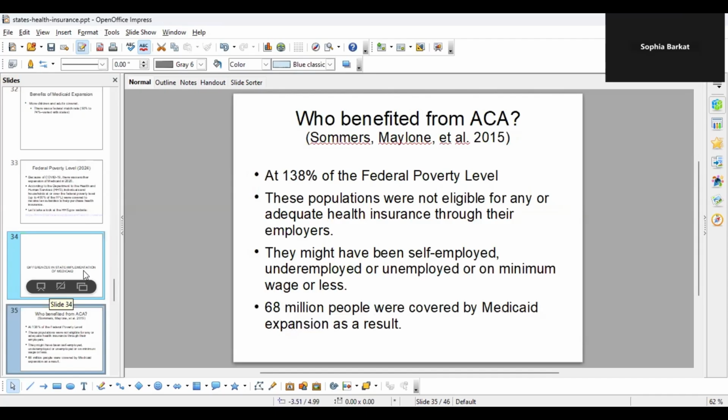So they were not at the federal poverty level. If federal poverty level is 30,000 and you are making about 50, you were not eligible before, but maybe now you might be eligible.